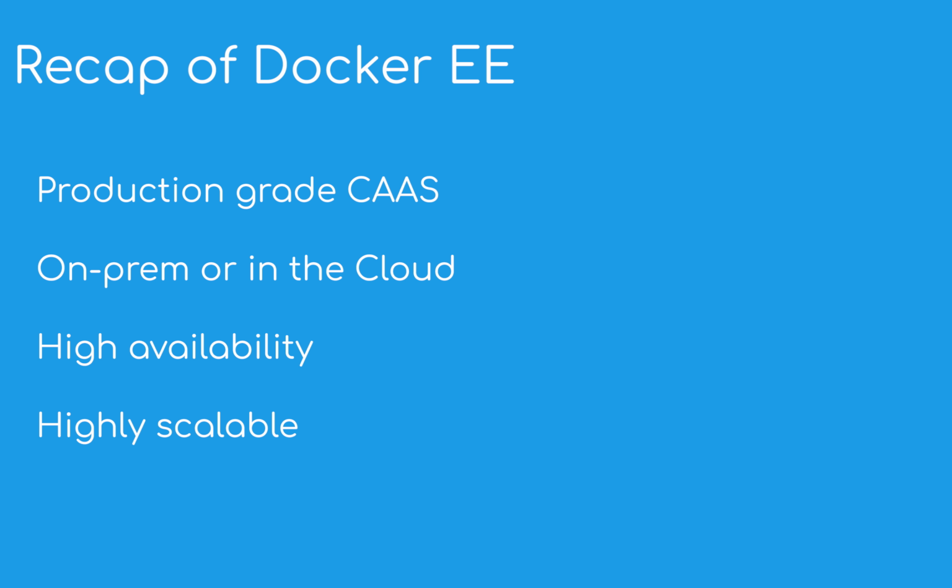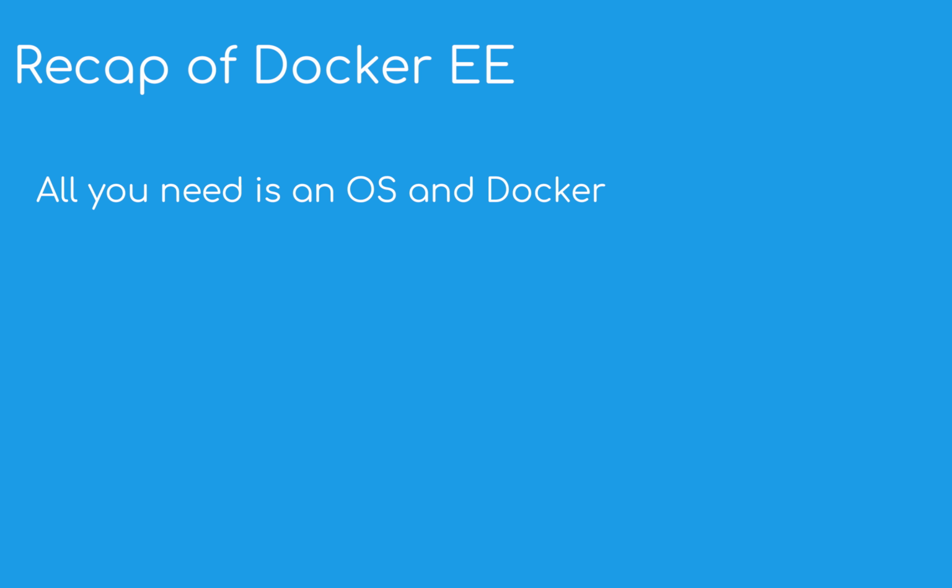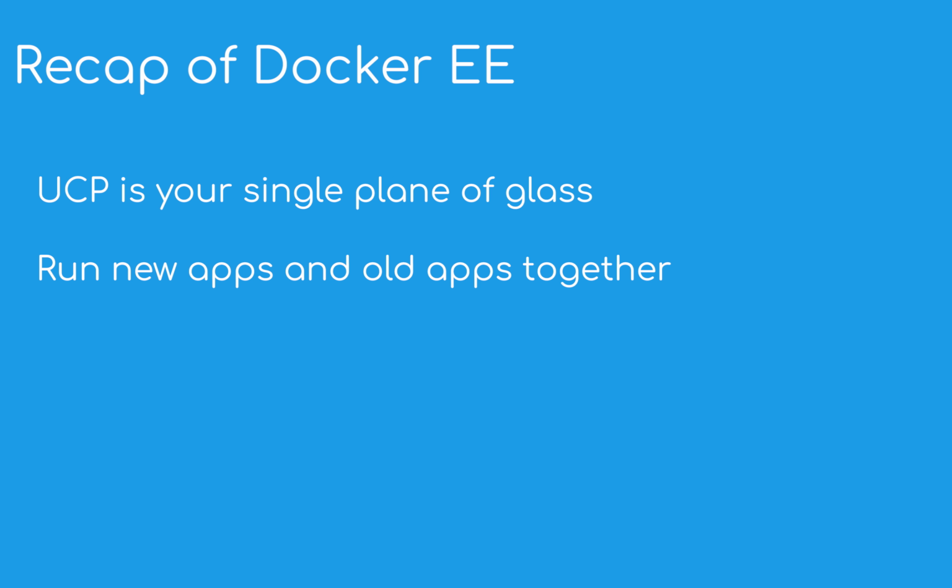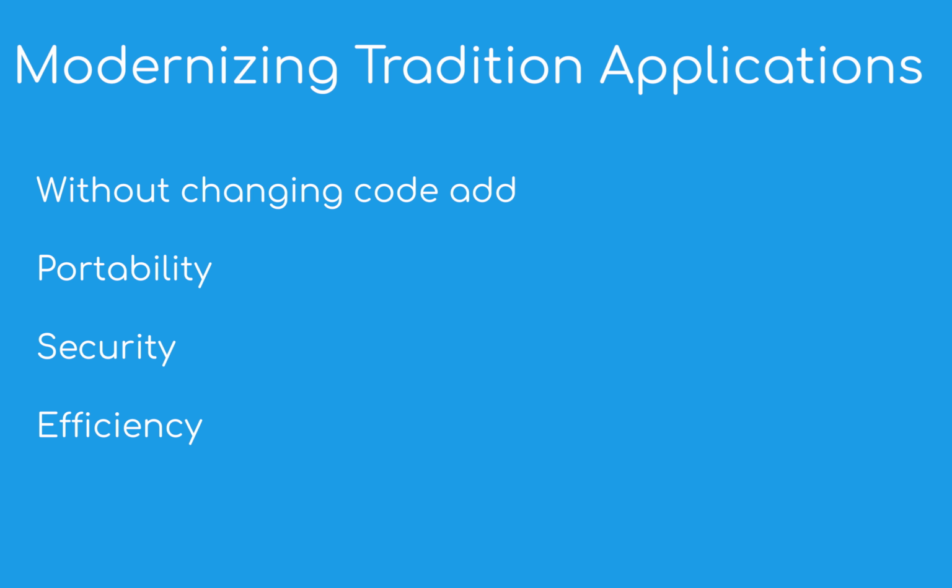On your servers, you just install the operating system and Docker, and everything else you deploy and manage in containers. UCP is the single pane of glass that gives you a consistent way of managing diverse workloads, and that includes new apps and old apps. The focus of the series has been modernizing traditional Java apps without changing code. You can add portability, security, and efficiency to existing apps without any development effort, and running in Docker is the easiest way to move those apps to the cloud or to modern infrastructure.